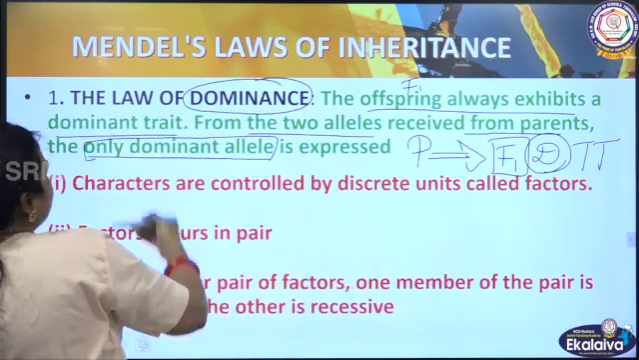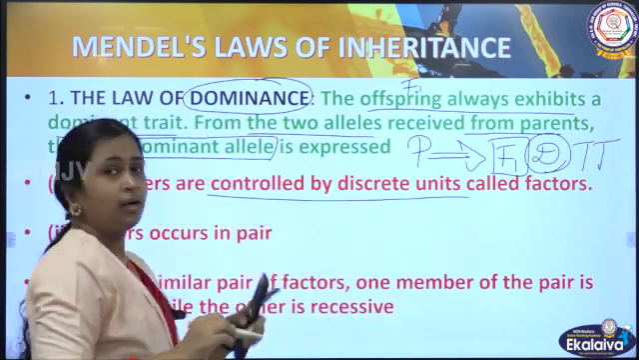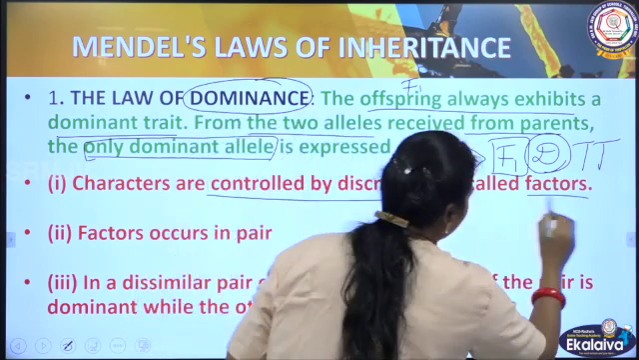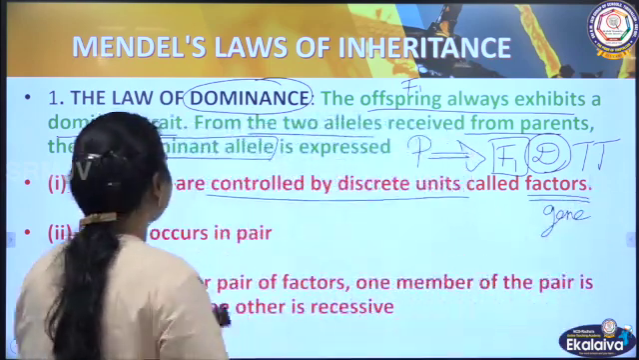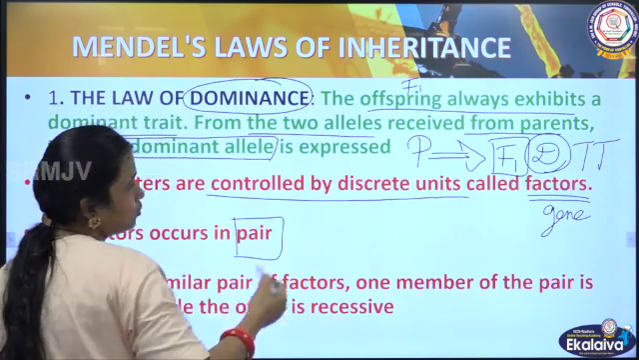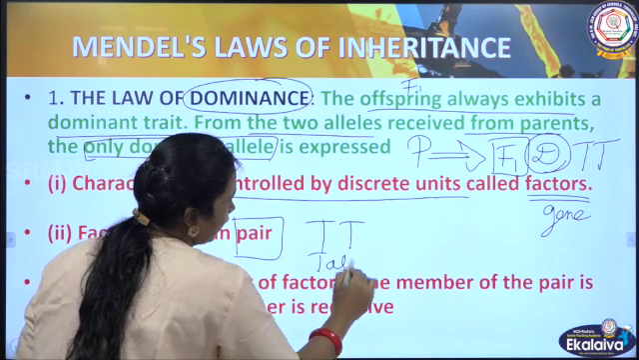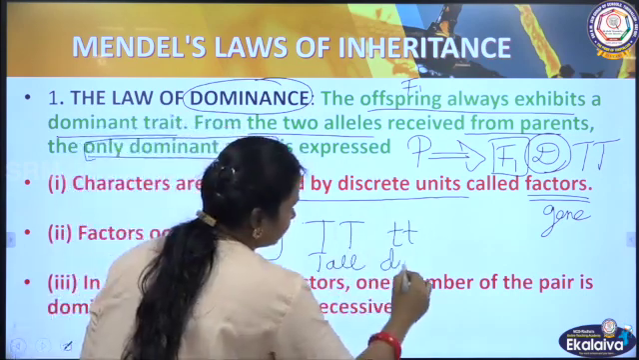Then, if you see the characters here, they are controlled by a discrete unit called a factor. Mendel gave the term factor, so we are going to use the term factor here. It is nothing but a gene. Factors occur in pairs. So how do they occur? Like TT, which represents tall, and small t, which represents dwarf.